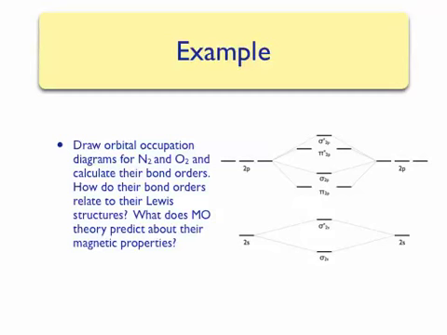We will now do an example, which will allow us to practice drawing orbital occupation diagrams for nitrogen and oxygen. We will use these orbital occupation diagrams to calculate their bond orders. We will relate these bond orders to their Lewis structures and discuss what MO theory predicts about their magnetic properties.